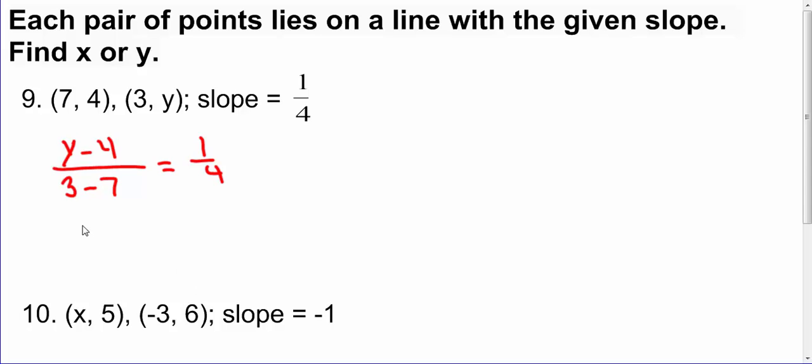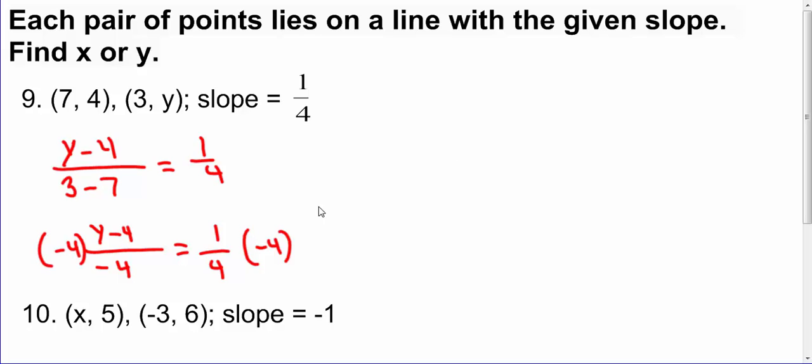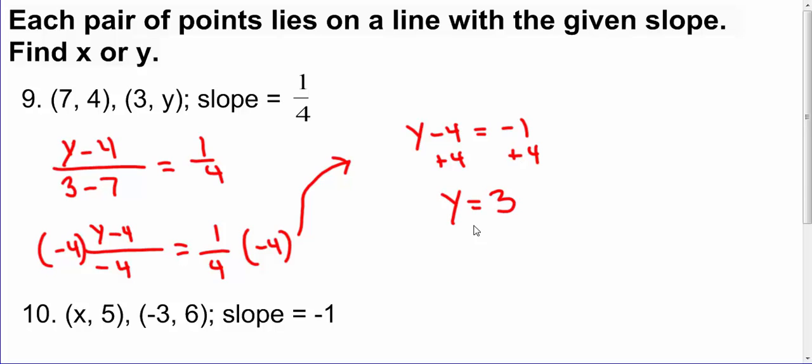Now we could solve this. Let's go ahead and do some simplification. So y minus 4, divided by -4, is equal to 1/4. What I want to do is multiply both sides of the equation by -4. There are a few ways you could approach this, by the way. You may have thought of a different approach, and if you get the same answer as me, you'll know you did it right. So we'd have y minus 4 equals -1. Add 4 to each side. y equals 3. So we found our missing value. This time y was equal to 3.